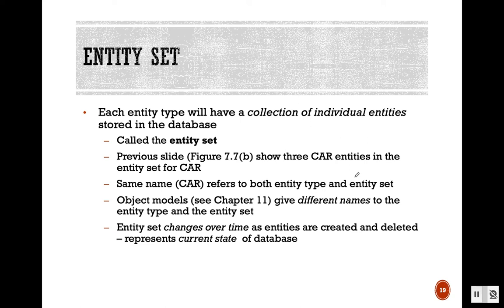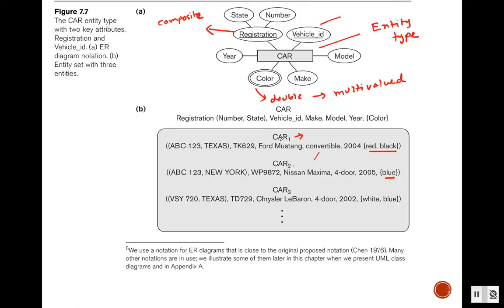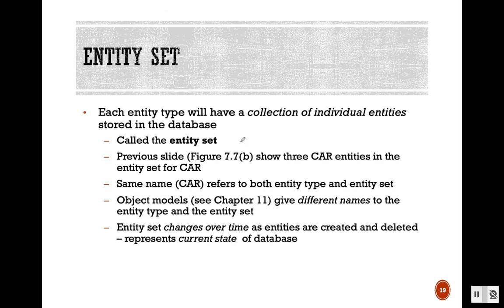Each entity type will have a collection of individual entities. For example, in this example we are saying that we have three cars of entity type car. This list of individual entities of the same type will be called an entity set. So here we have the car entity type, and we have multiple entities for entity type car. So car 1, car 2, car 3, they will form an entity set.